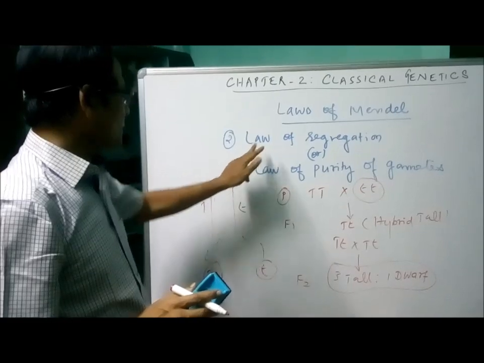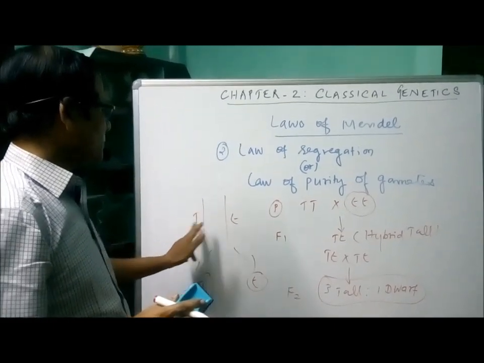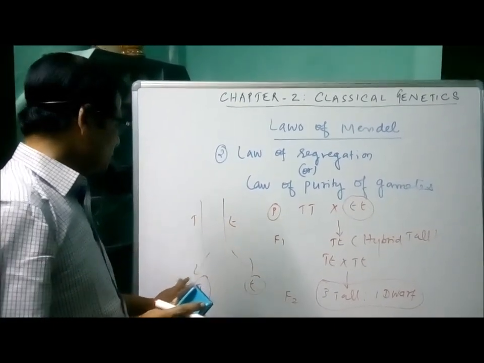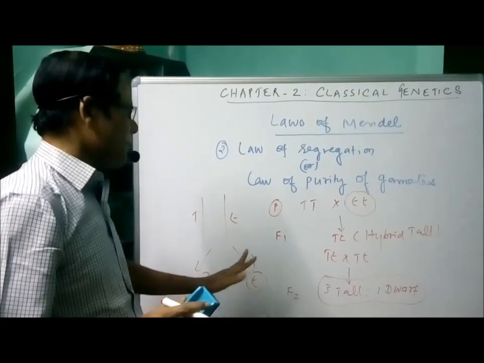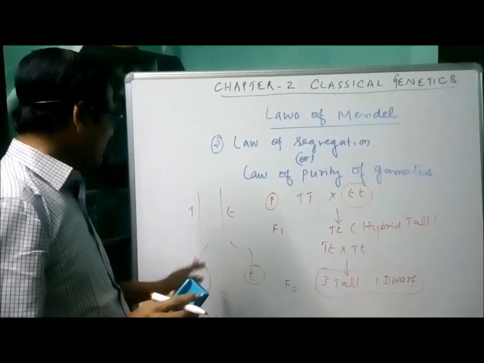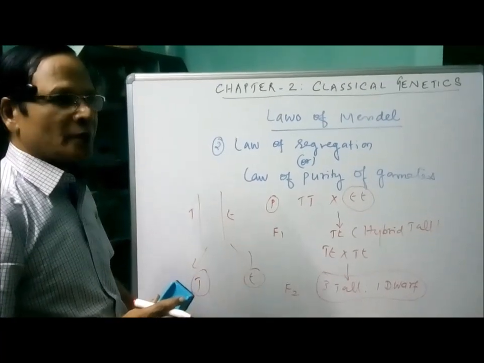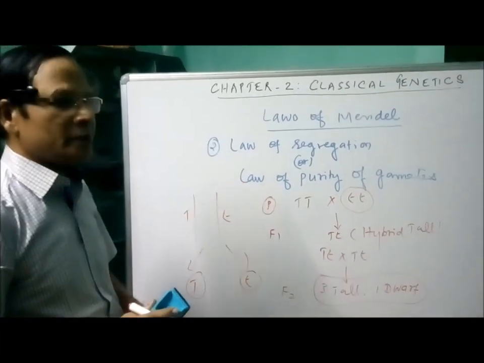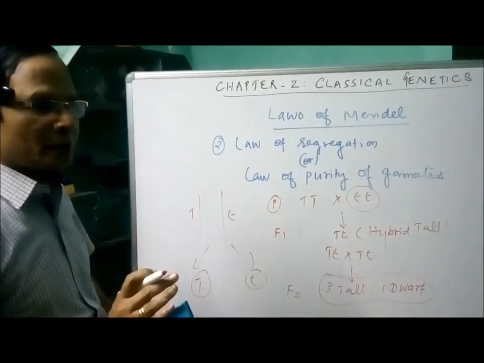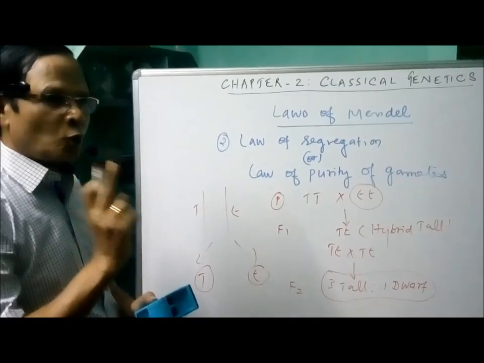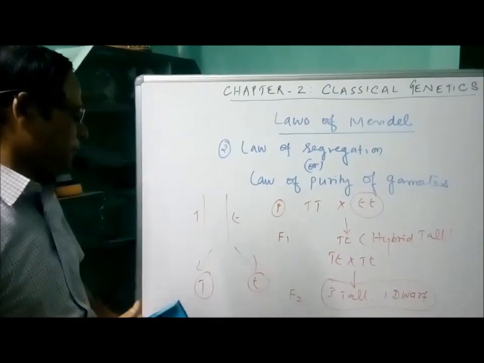Law of segregation means segregation and separation of the two alleles, entering separately into two different gametes. Each allele is either capital T or small t. Hence it is called the law of purity of gametes. That means the gametes never hybrid, they are always pure, having only one allele for a particular trait.